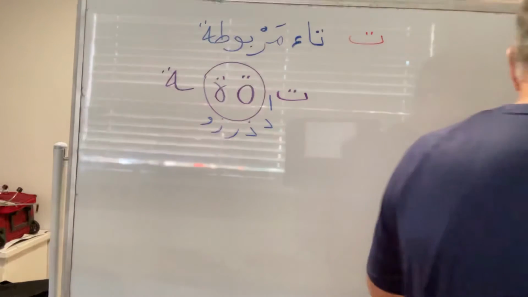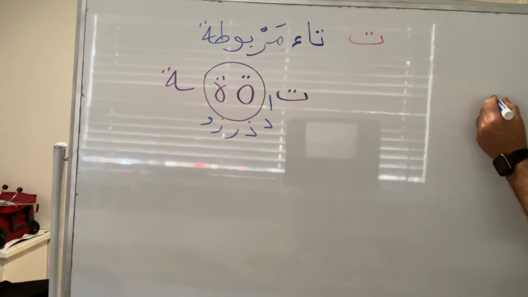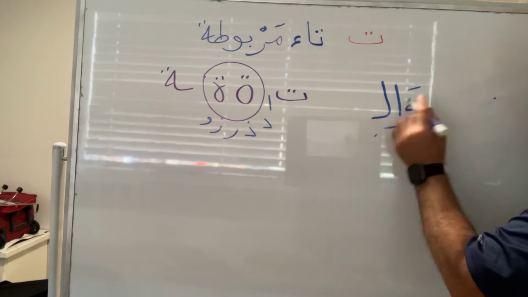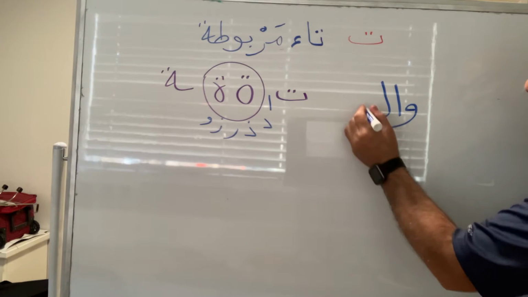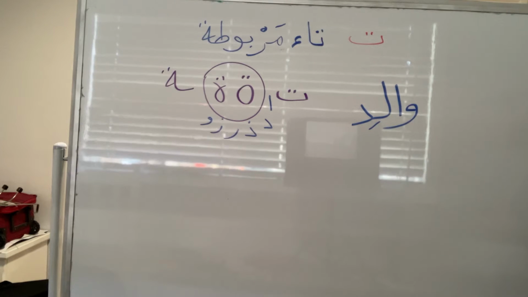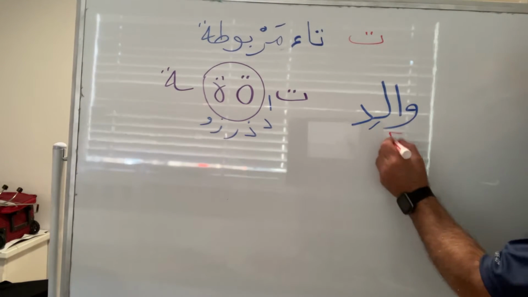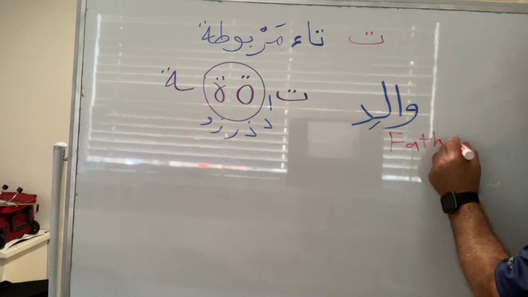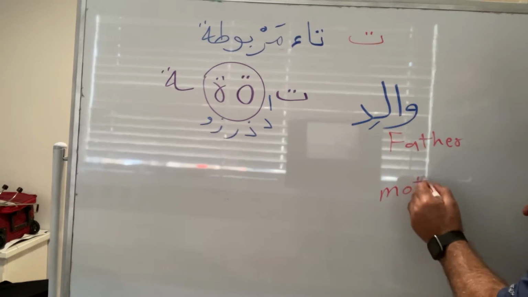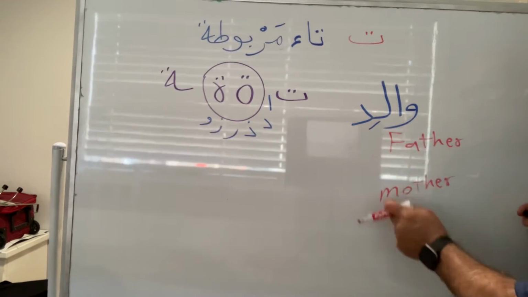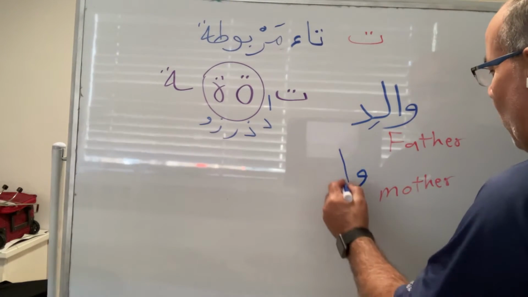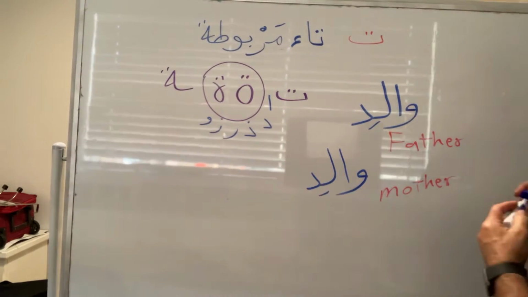Okay? Example. When we say, for example, walid, long a, lam with kasra, and dal, walid means father. Father. Now, what about mother? Walid is male. For female, we need a ta marbuta to make it female. So it will be walid, and we add the ta marbuta.